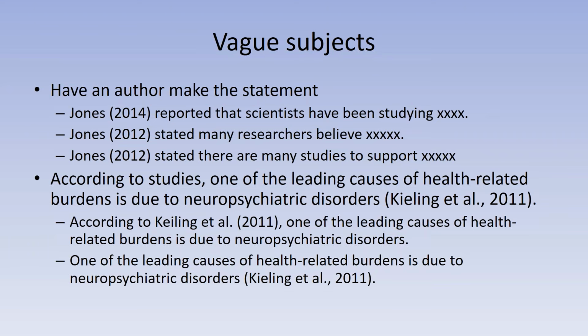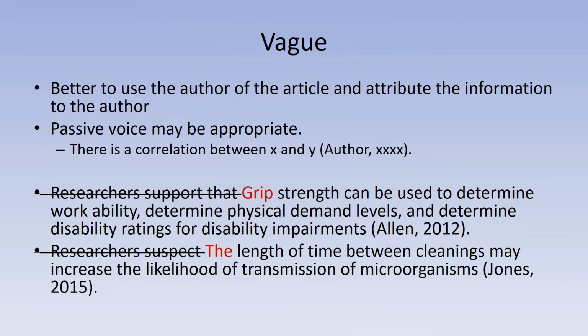The other way I turned that one around was to use the passive voice. One of the leading causes of health-related burdens is due to neuropsychiatric disorders. So it's much better to use the author's name and attribute the information to the author, because we always like to give credit to people who do the work. Although I just want to remind you that the passive voice may be appropriate, and that sometimes what you have to say is perfectly fine by itself and can have a citation at the end.